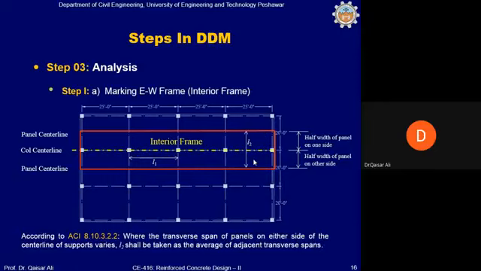However, if there is a difference in the panel sizes, then the average of the two will be taken as L2. For example, if this is 20 feet and this is 24 feet, then from this column center line we will mark this line at 10 feet, and on the other side at 12 feet. So 12 plus 10, L2 will be equal to 22. In other words, add 20 plus 24 and divide by 2, which also gives you 22. So if slab panels are not the same in size, then the average of adjacent transverse spans will be taken as L2.